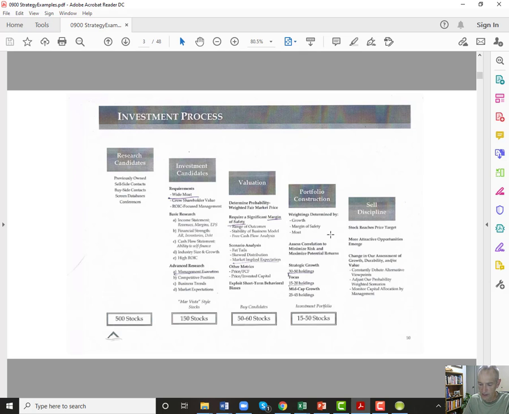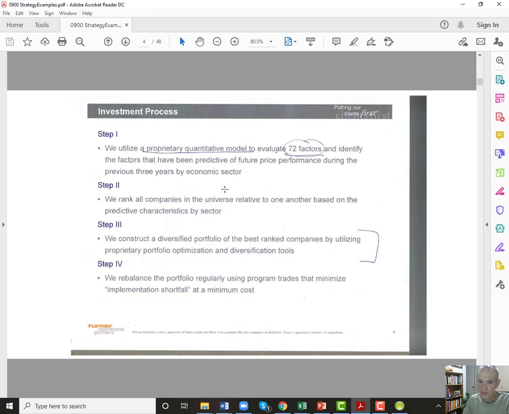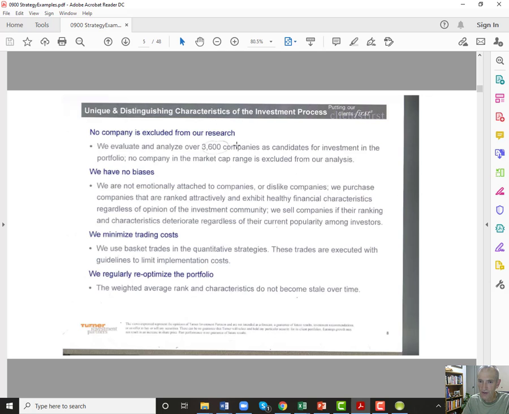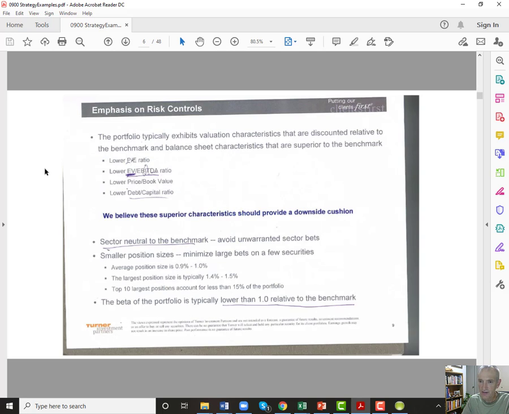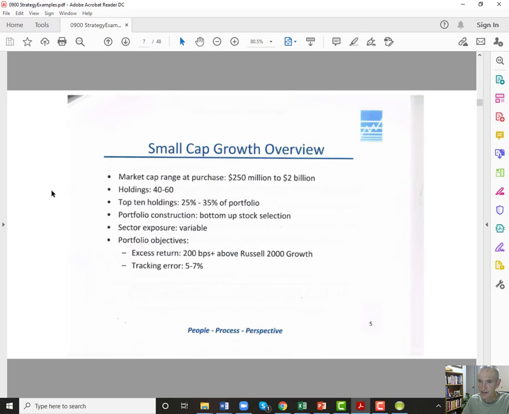So just like I was talking about, here's another process, Turner Investments. Step 1, proprietary quantitative model. We talked about that in our class. You use that term. They have 72 factors. So this is a really quantitative firm. They say they have no biases. That's never true, but they say it anyway. You can look at the things they look at: low PEs, low EV to EBITDA, low price to book, low debt to capital ratio. So they have criteria. Again, it's their philosophy. What kind of stocks will outperform the market?